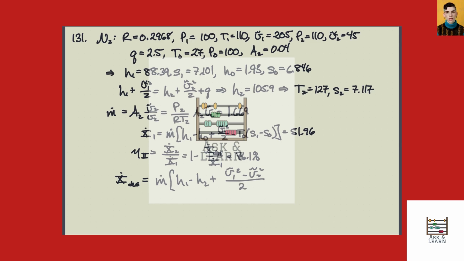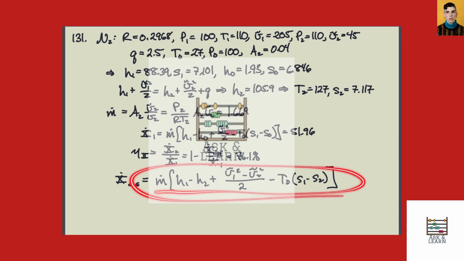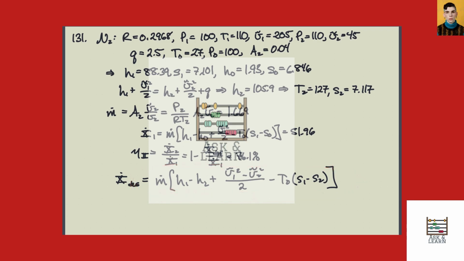So the difference in kinetic energy, and then minus T naught times S1 minus S2, right? So that we have that. And we actually know everything here, so we can just plug in numbers. In my notes, I wound up with a value of 12.4 kilowatts. So that's the exergy destroyed.